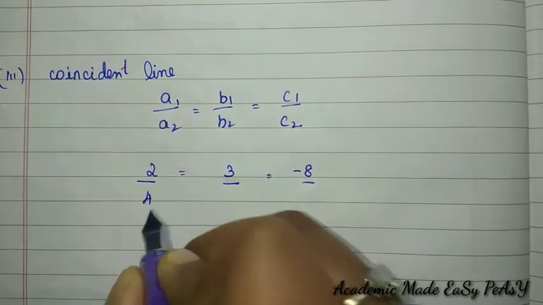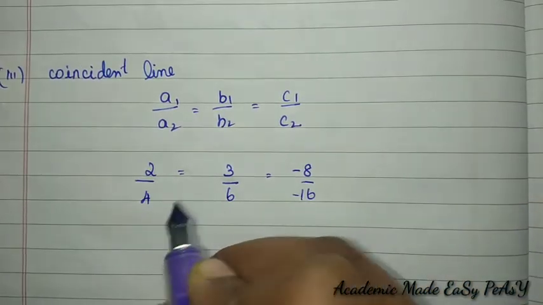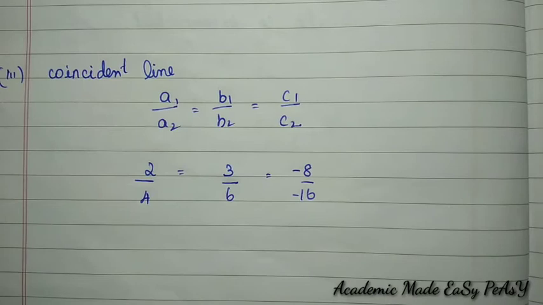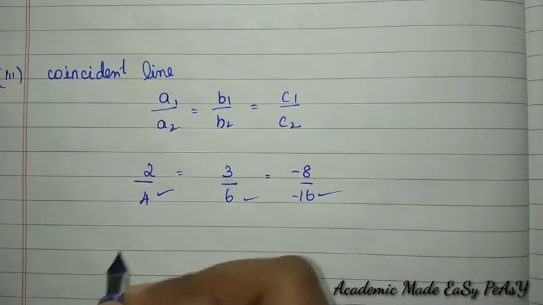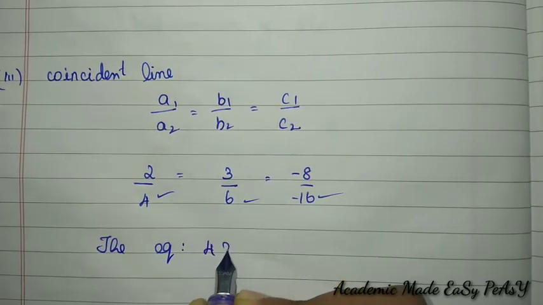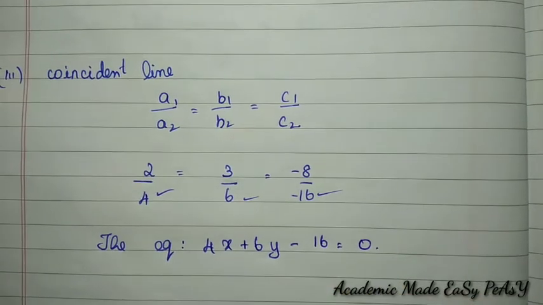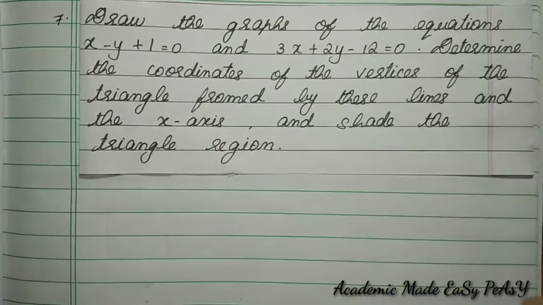So 2, 4, 3, 6, minus 18, minus 16. So 1 by 2 equal to 1 by 2 equal to minus and minus will get cancelled. Even this will be 1 by 2. So therefore I will be taking this as coefficient of x, y and the constant term. So therefore the equation is 4x plus 6y minus 16 is equal to 0. That's it.